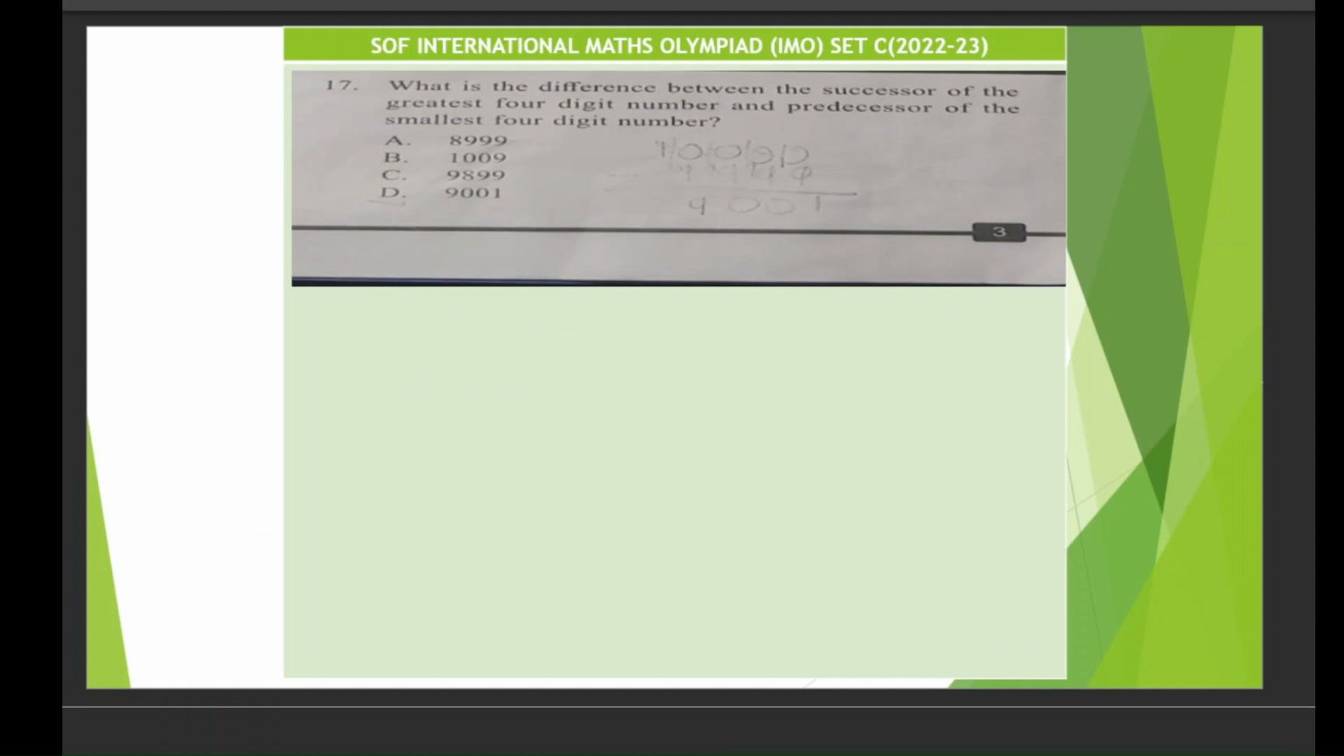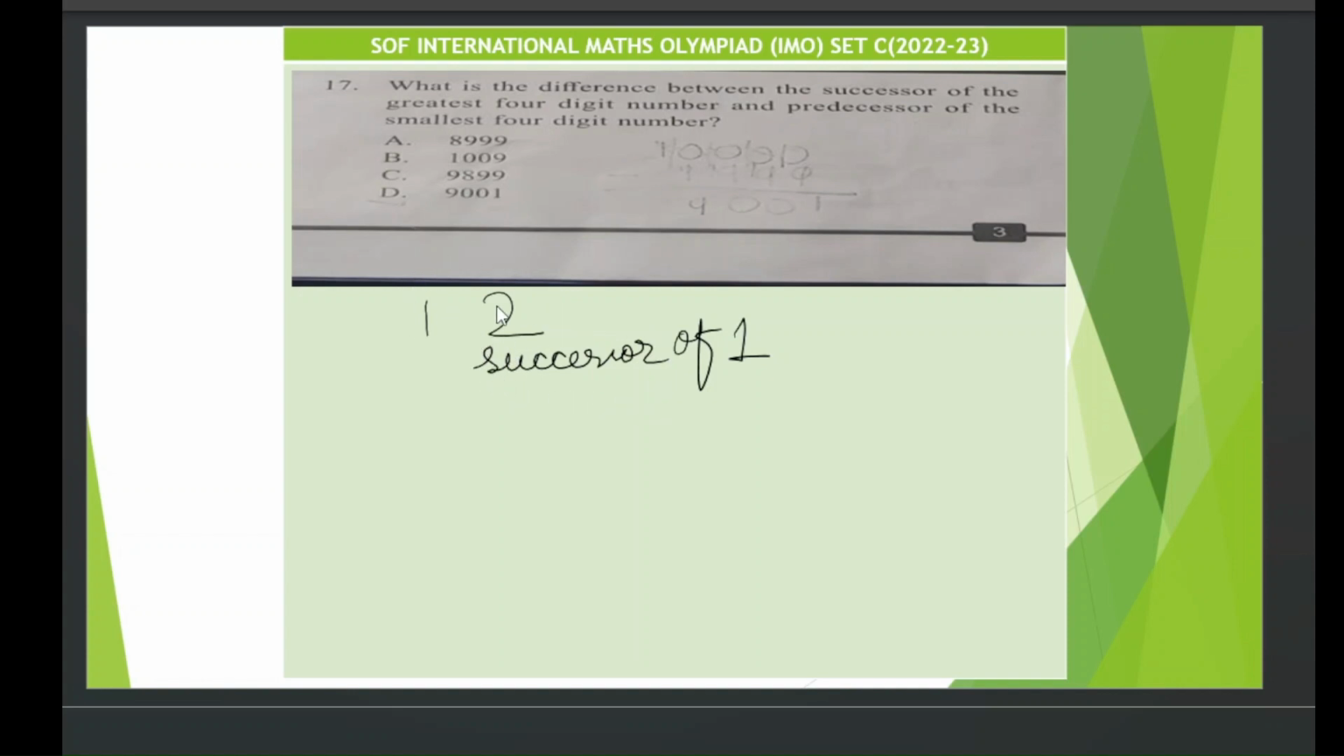Question number 17 says, what is the difference between the successor of the greatest 4-digit number and the predecessor of the smallest 4-digit number? Now, for those for whom the word successor is not clear, successor means what follows. After 1, what follows 1? 2. So the successor of 1 is 2, because it comes after 1. So what comes after is the successor.